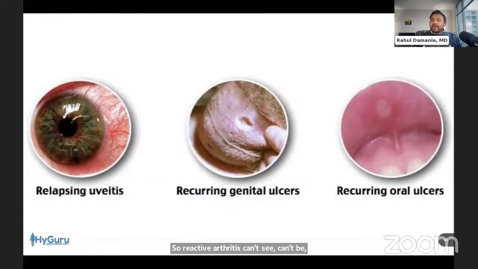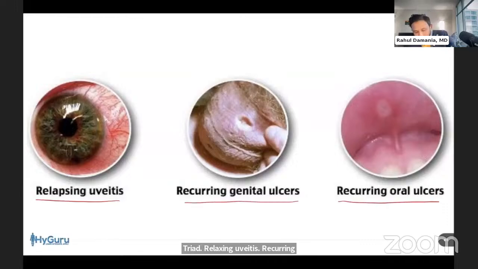All right, what about this triad? Relapsing uveitis, recurring genital ulcers, and also recurring oral ulcers, also known as recurring aphthous ulcers. What do you think is the triad here? Go ahead and put that into the chat.